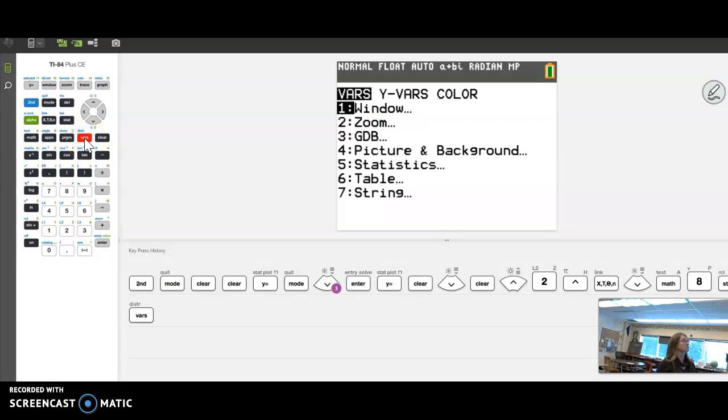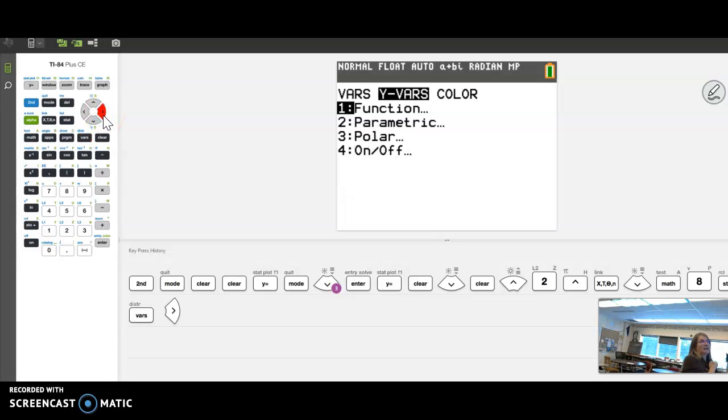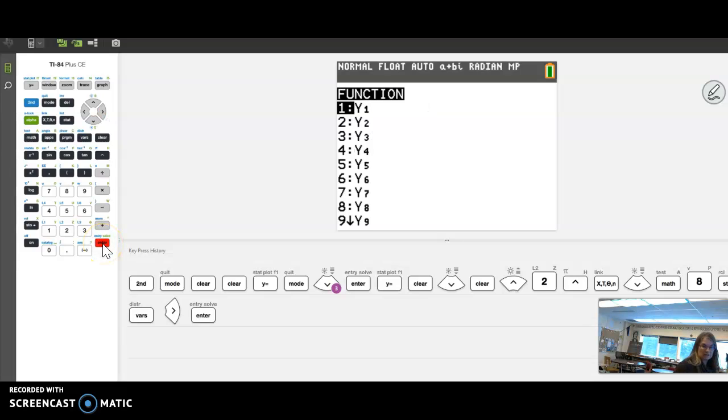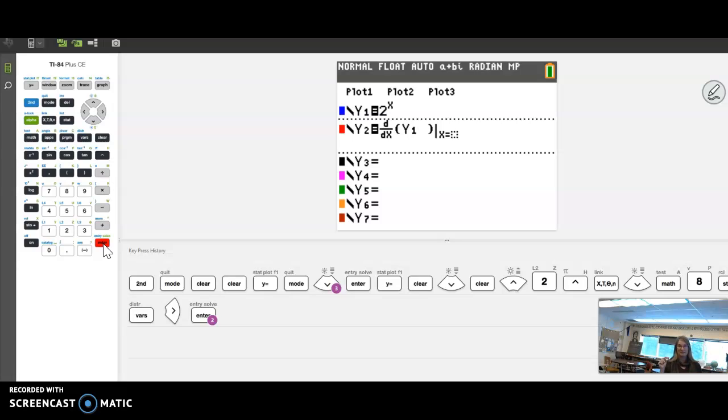If I go to vars, which is next to the clear button, or stands for variables, and I go over to y variables and hit enter, and again, if you're having any trouble following along, you can pause and go back, but you can also look at my keystrokes, which are all showing up at the bottom there. I want y1, so now this calculator is going to find the derivative of y1, and again, it's calculating little tiny slopes at each point, going a little bit above, a little bit below, finding the slope and then graphing that slope.